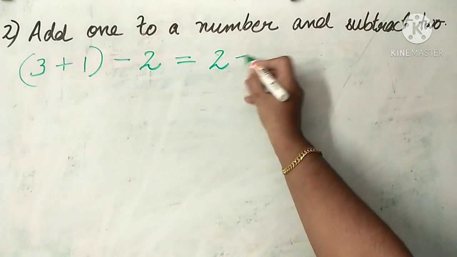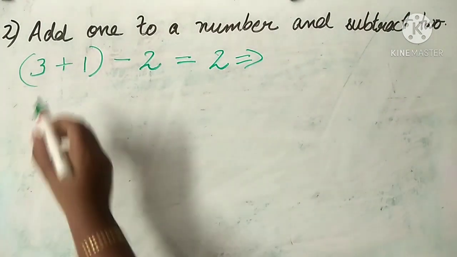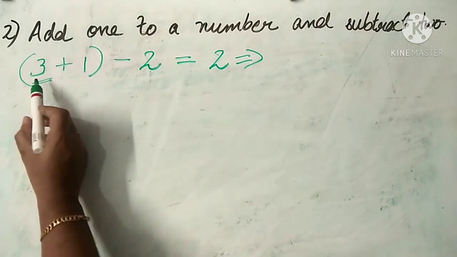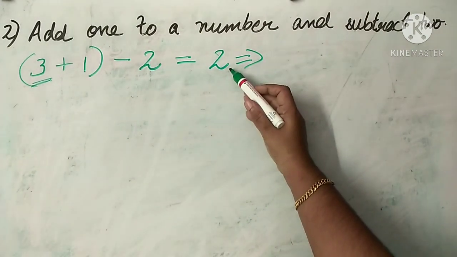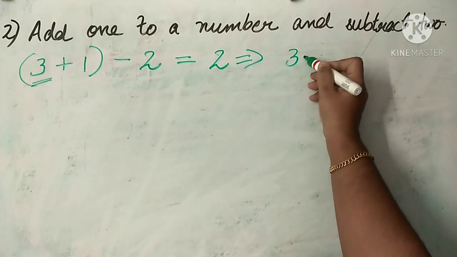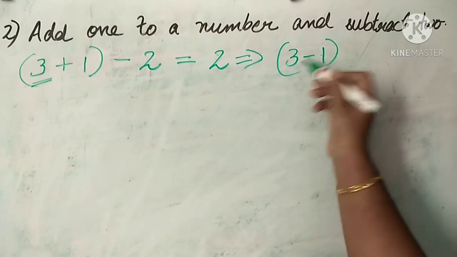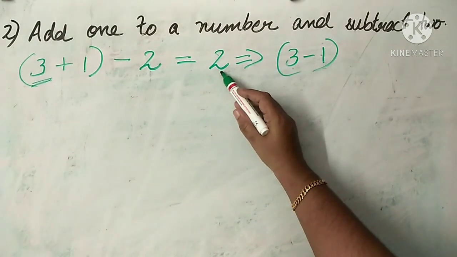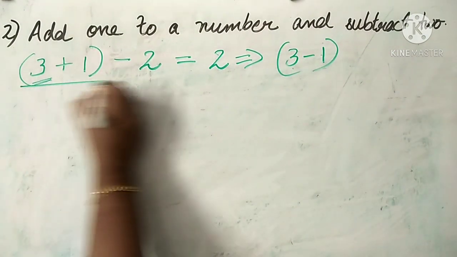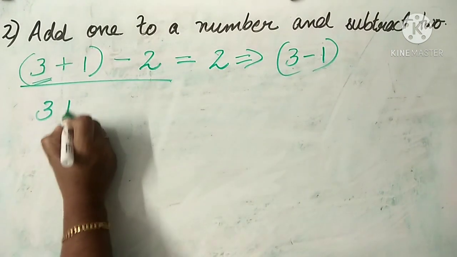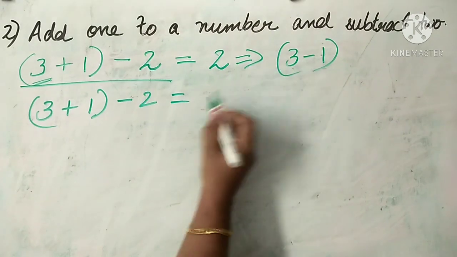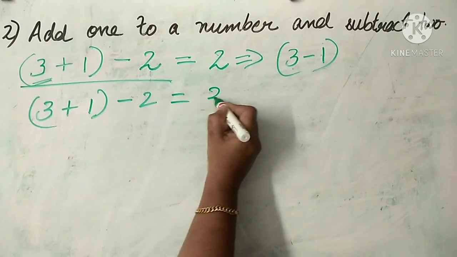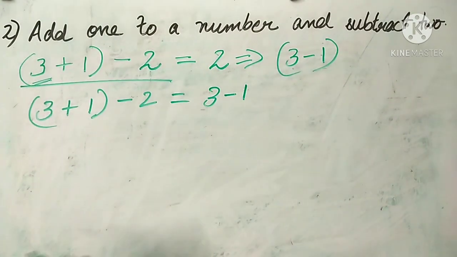Now we have to relate this 2 with the number which we take first. The number which we take first is 3. How can we relate it with 2? We can relate it as 3 minus 1. Isn't it? 3 minus 1 is 2. So this expression 3 plus 1 minus 2, instead of 2 we can write it as 3 minus 1. Clear? This is the ordinary form.